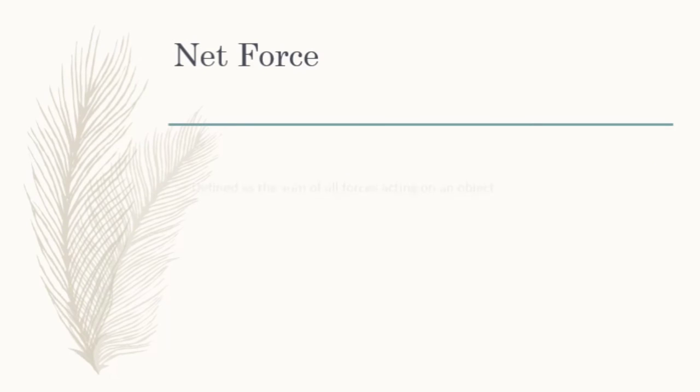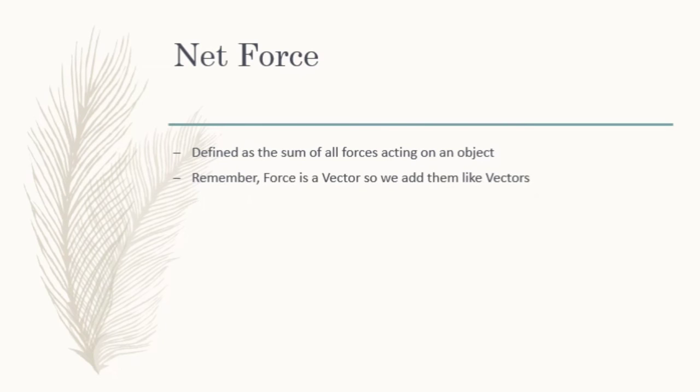Now let's take a look at net force. It's defined as the sum of all forces acting on an object. Remember, force is a vector, so we have to add them like vectors. F net is going to be equal to ma, which is basically what F equals ma is. Since we're talking specifically about net force, you have to add all the forces together before you can apply the ma.